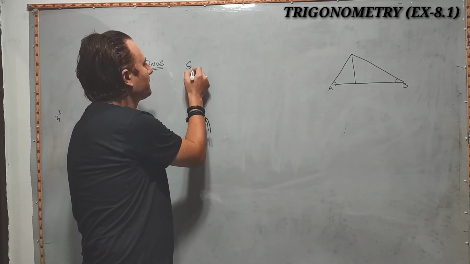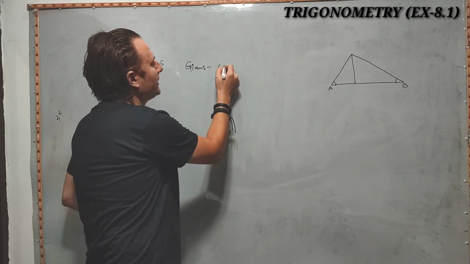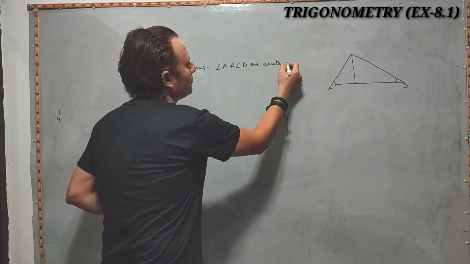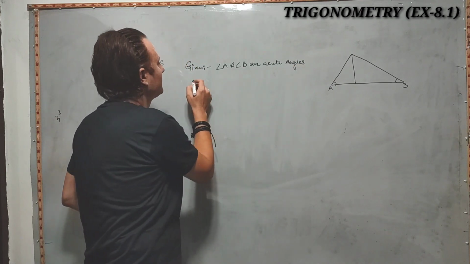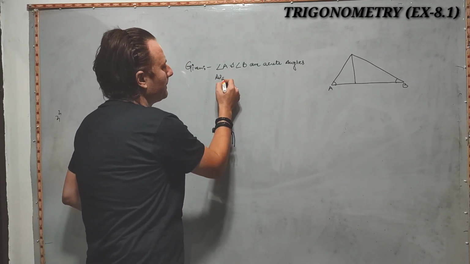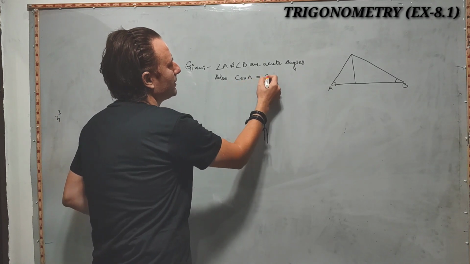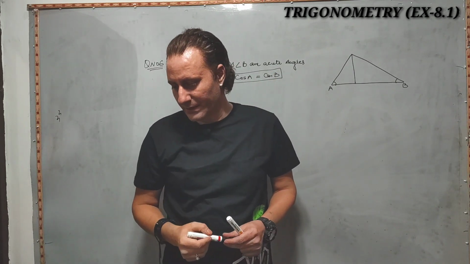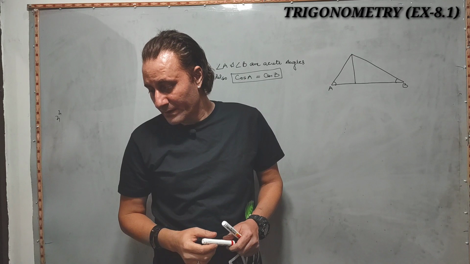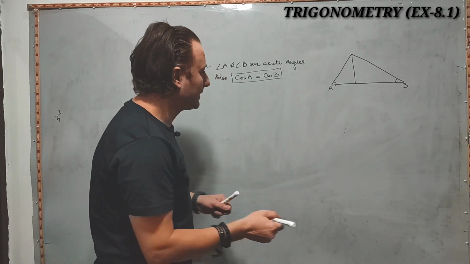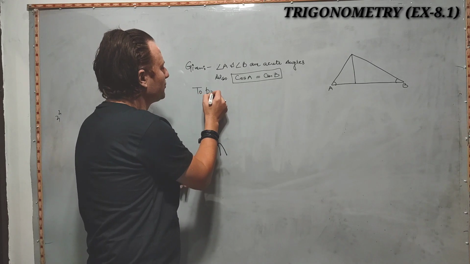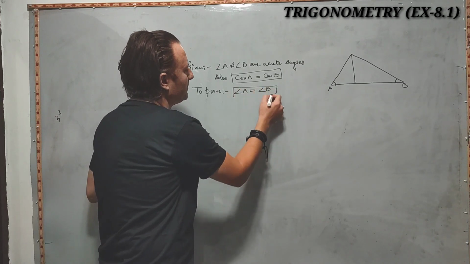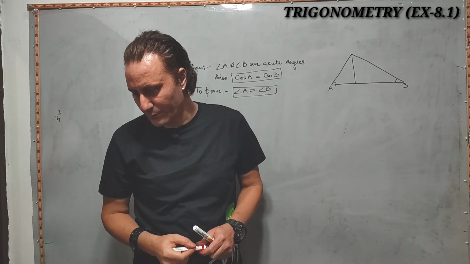So what is given? Angle A and angle B are acute angles. Also, cos A is equal to cos B. This point is very much important. We will see that later. And then what does it say? It says show that angle A is equal to angle B. So what do we have to prove? We have to prove angle A is equal to angle B. That's it. We have that much.